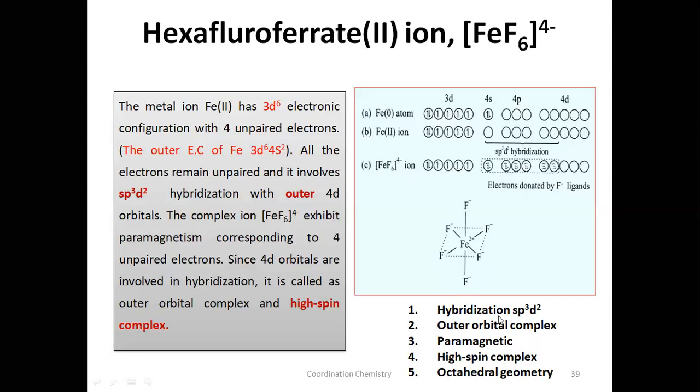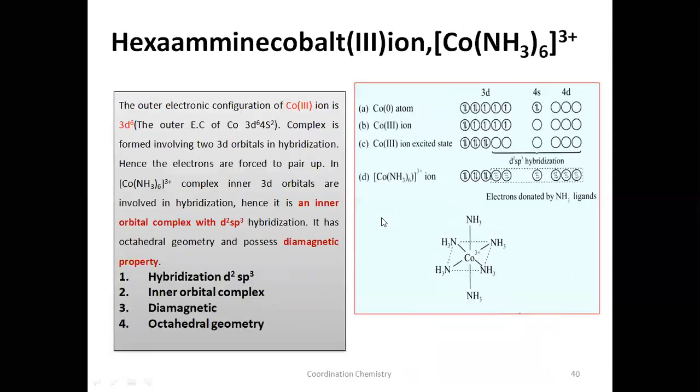And what is the geometry? Since this is sp3d2, the geometry will be octahedral. See here, this is the geometry, octahedral. The 4 corners of the square are each occupied by a ligand, and the other 2 ligands will occupy these axial positions. These are equatorial positions. These are equatorial. These are axial positions. Okay. Let us see one more example.